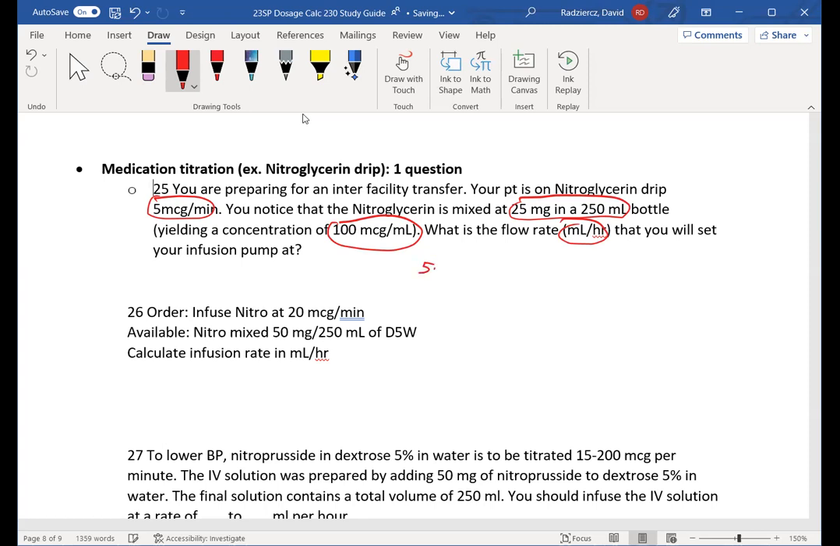I'm going to take my 5 micrograms per minute times, and you can do this any way you want to, but since I know I'm going to hours, I'm going to do 60 minutes per hour. Times the one where I want to get rid of micrograms and convert to milliliters: 1 milliliter per 100 micrograms. So I'm going to take 5 times 60, which is 300, divided by 100. And that gives me a very slow infusion of 3 mL per hour.